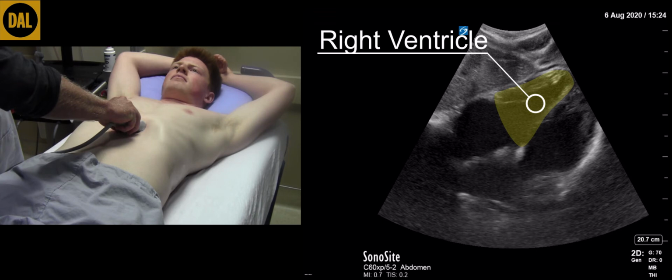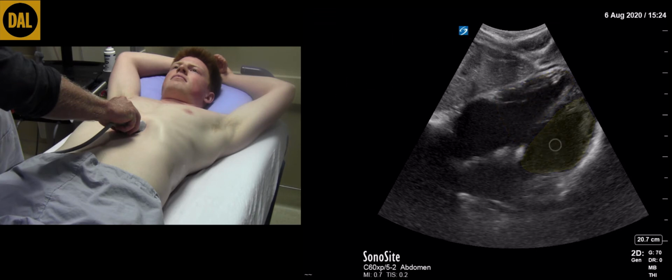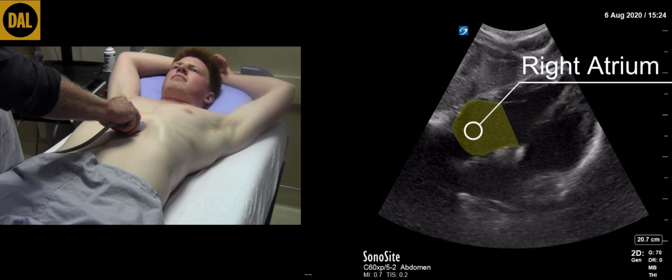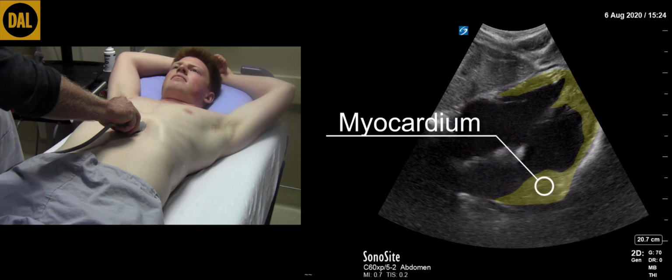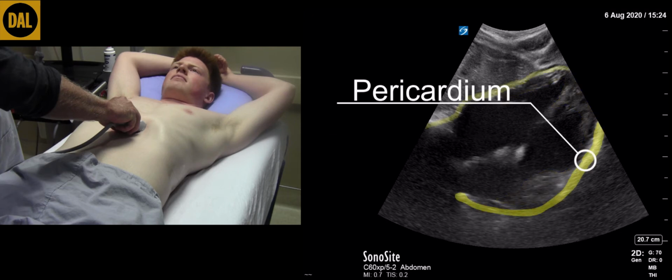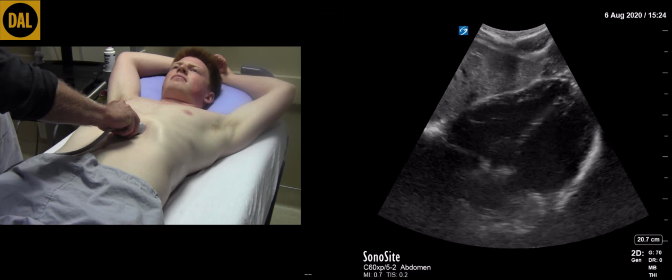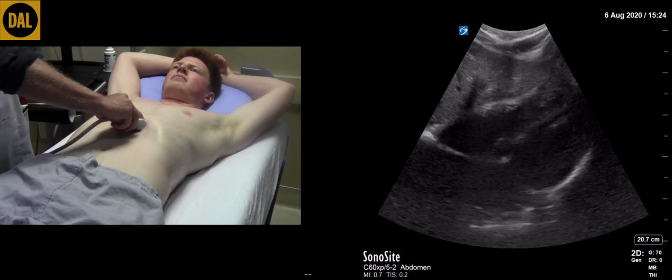Identify the right ventricle, left ventricle, interventricular septum, right atrium and left atrium, the myocardium, and the brightly echogenic pericardium. Tilt the transducer anteriorly, then posteriorly to visualize the entire heart.